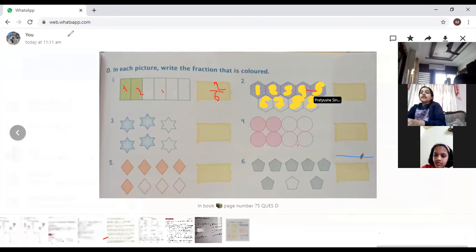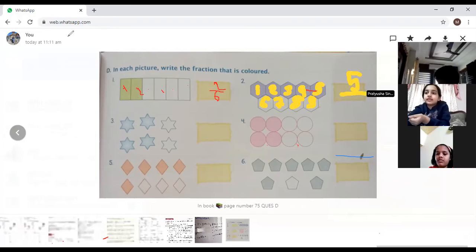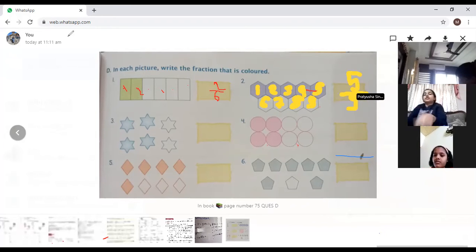5 are colored boxes and 4 are uncolored. So the numerator will be 5 and the denominator will be 9. No, beta. First of all, we always write the denominator. We always write denominator first. Okay, remember this thing. Okay, Anjali, tell me the third one.